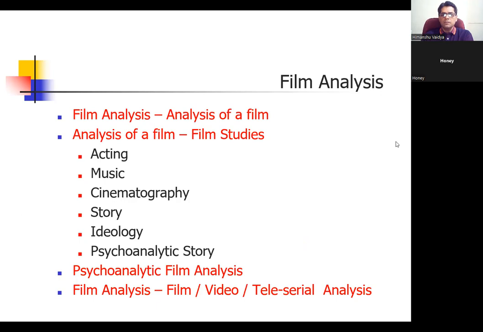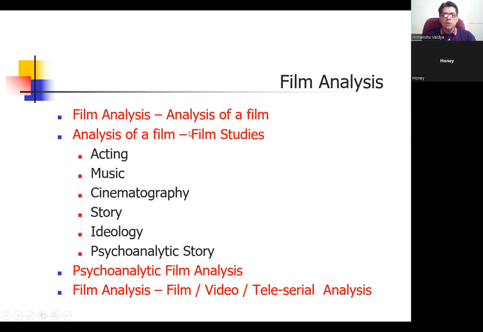So let us start with what is film analysis and how do we do it using psychoanalysis. Film analysis, as the word suggests, is analysis of a film. Now, analysis of a film is a very important part of any film studies course.